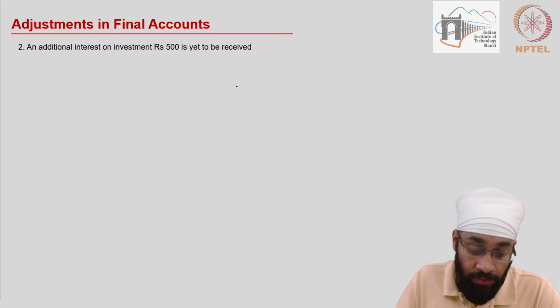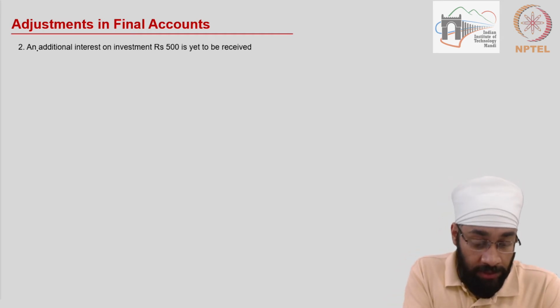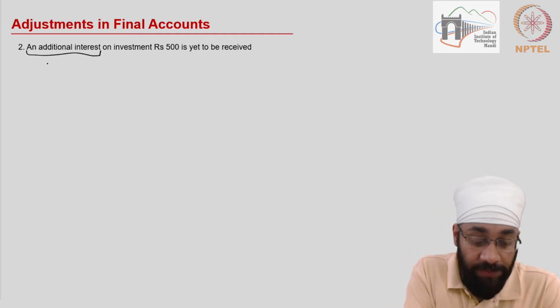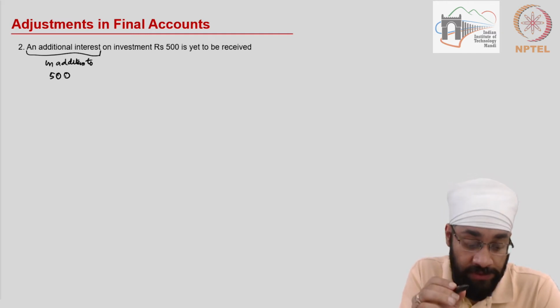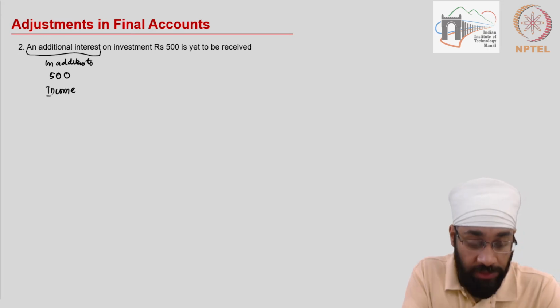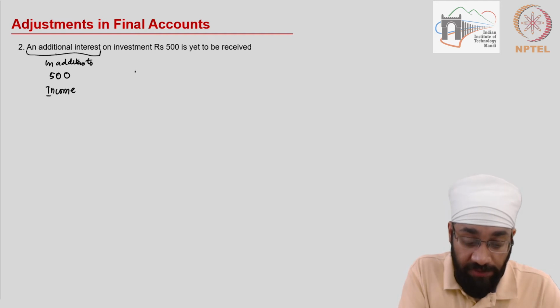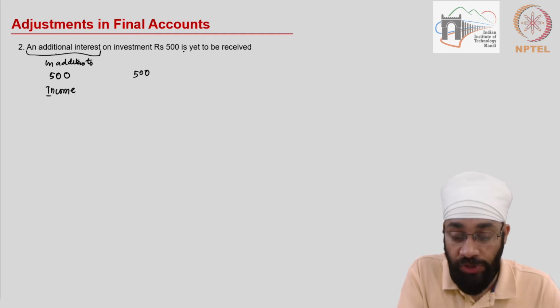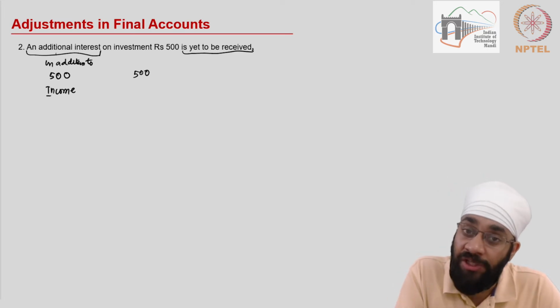Now let me go to this slide here and discuss what this means. Additional interest means in addition to the existing 500 that you have in the trial balance. So this is an income during the year. Now in addition to this income, there is additional 500 which is yet to be received, which means you have not received cash.